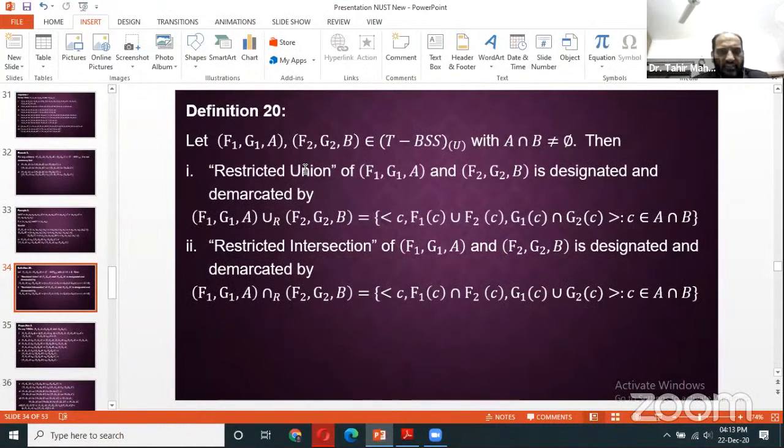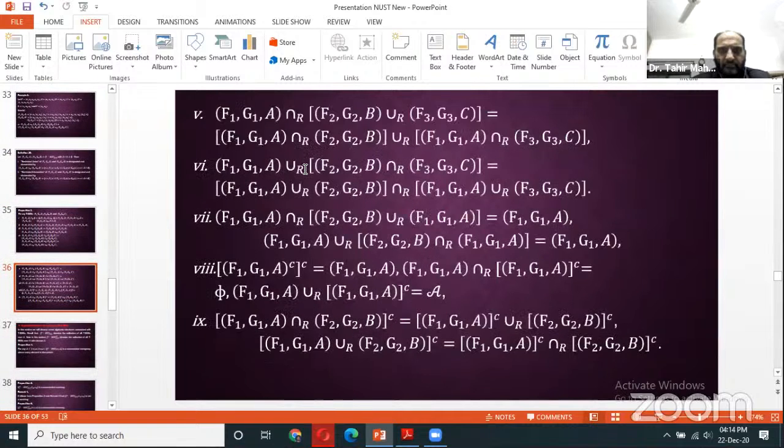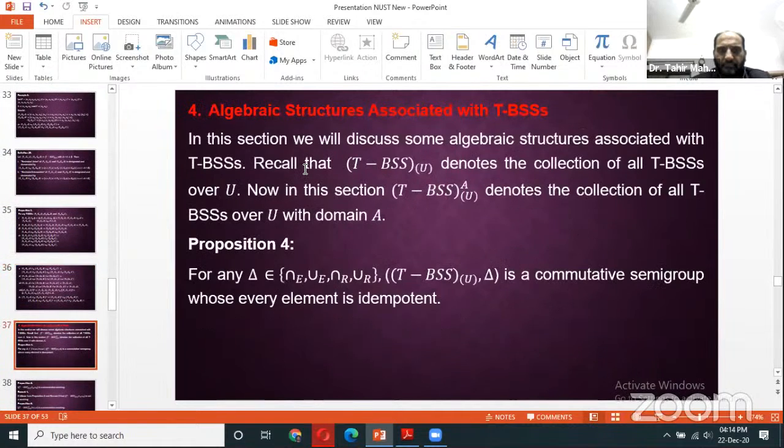Here we have discussed the restricted union and restricted intersection for T bipolar soft sets. And here we have the corresponding proposition for restricted union and restricted intersection. Now we discussed some algebraic structures associated with T bipolar soft sets. Here it can be seen that if delta belongs to this set, then this collection is a commutative semigroup whose every element is idempotent.